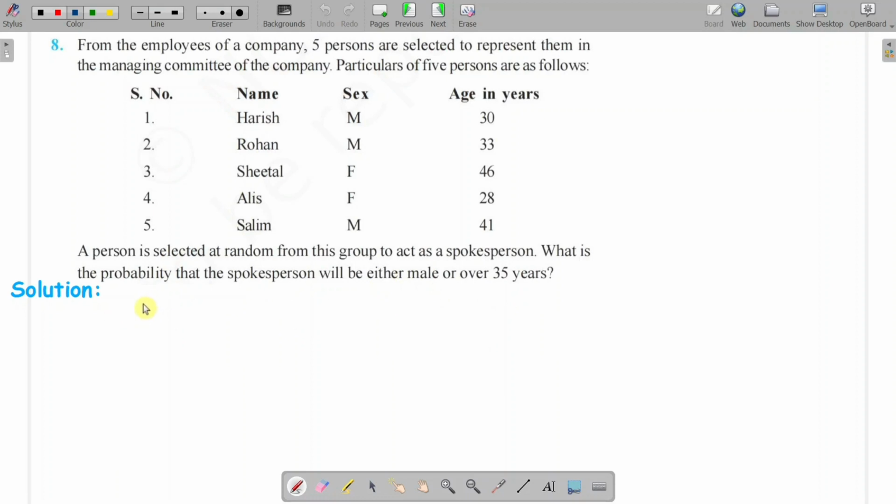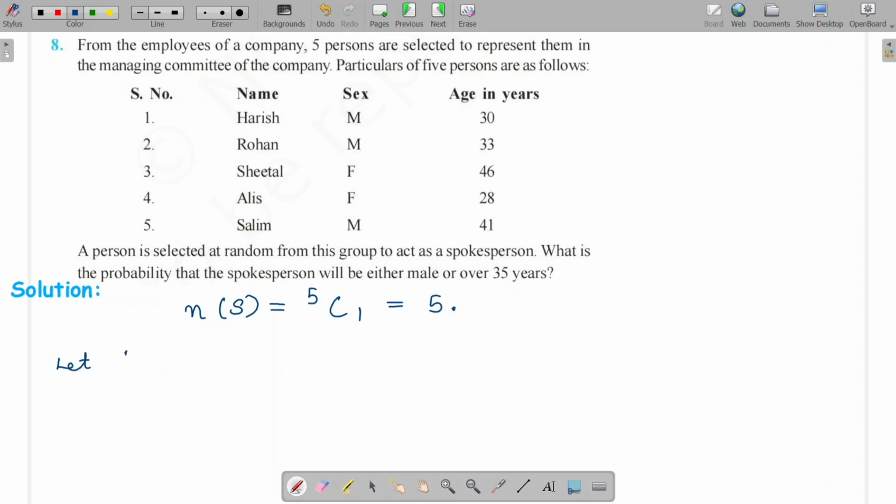So now what we will first look at is the sample space, the number of elements in the sample space. So the number of elements in the sample space will be what? Since from these 5 persons 1 is selected, that means the number of elements will be 5c1, right, which is nothing but 5. Now let us consider the two events.